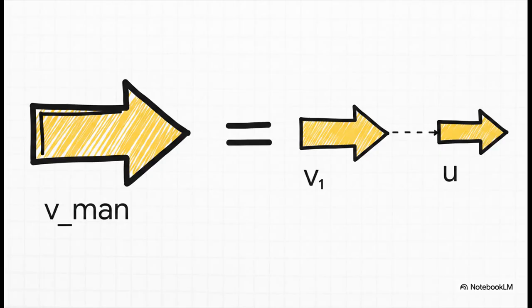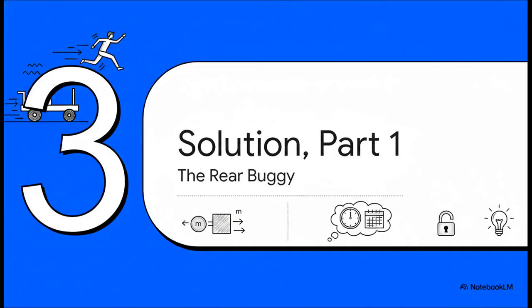So how do we get from one to the other? Luckily, it's pretty straightforward. It's just a simple addition. The man's actual velocity relative to the ground is whatever the new velocity of the buggy is, we'll call that v1, plus his jumping speed u. That's it. v-man equals v1 plus u. This little formula is the key that's going to unlock this whole thing for us. Okay, the trap has been spotted, the bomb has been defused, we are ready to actually solve this thing.